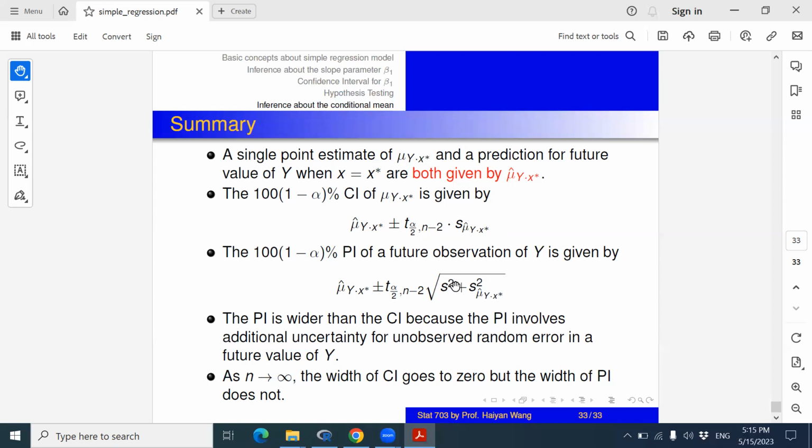Because of the extra x squared there, the prediction interval is always wider than the confidence interval. If the sample size goes to infinity, it's very large, this s part, the standard error, will be close to 0. But in the prediction interval, we'll always have s squared. That's not going to disappear. So that's about the simple linear regression.